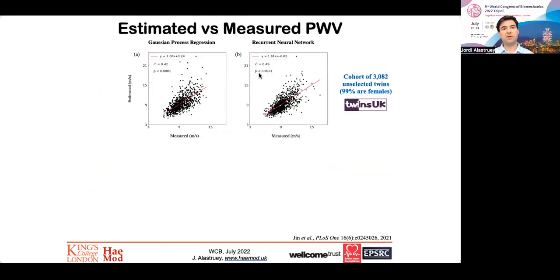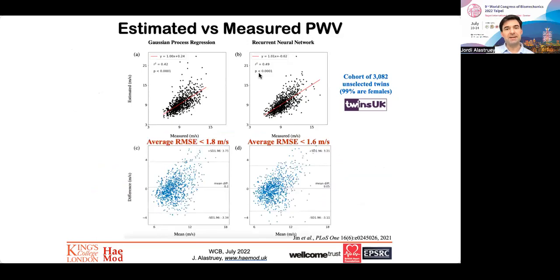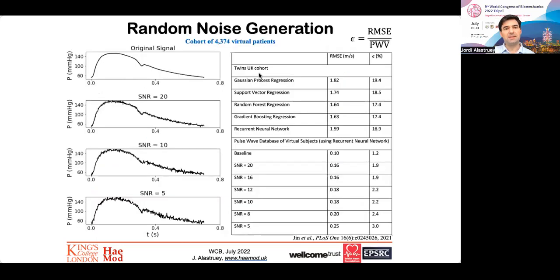Here you can see scatter plots of estimated versus measured pulse wave velocity, with the estimated value obtained using either Gaussian process regression on the left or a recurrent neural network on the right. And these are the corresponding Bland-Altman plots. The average root mean square errors for all the estimated pulse wave velocities for the over 3,000 in vivo subjects were smaller than 1.8 meters per second. The in silico pulse wave dataset allows us to examine the machine learning models with an exact theoretical reference value of the carotid-femoral pulse wave velocity for each virtual subject.